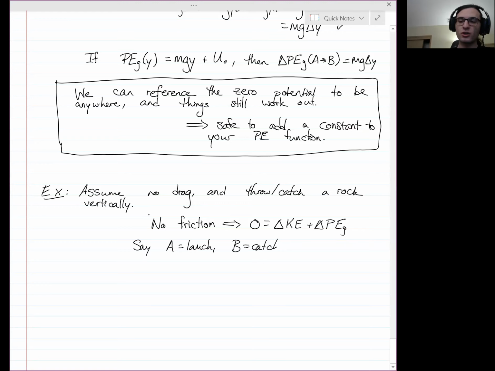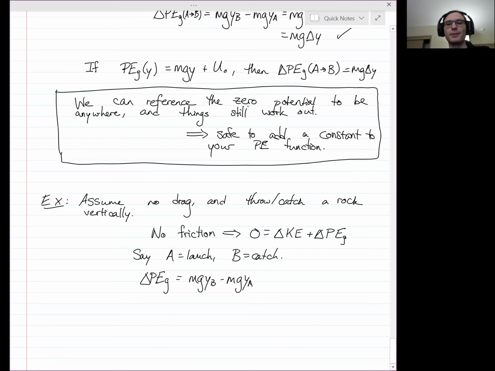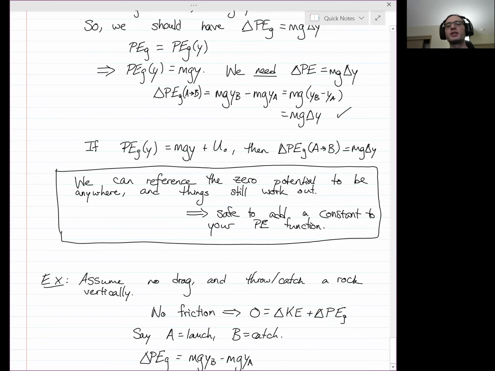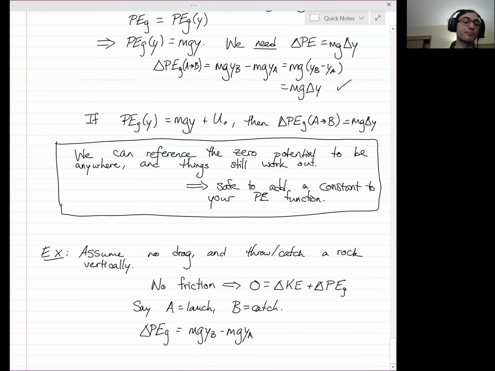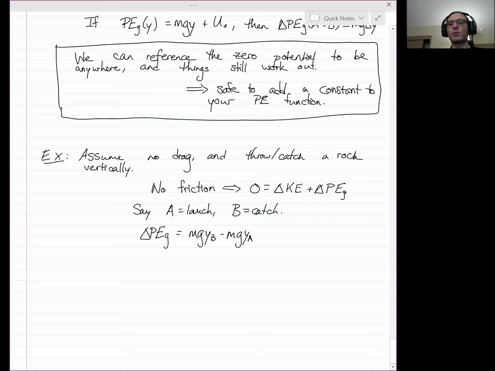So the change in the gravitational potential energy is just mgy_B minus mgy_A. By the way, for a lot of cases, it's safe to just use mgy, but sometimes it'd be more clever to use a different one, like mgy plus something else. So for a lot of cases, we're just going to use this. Now, we've assumed that we're catching the rock at the same height that it was thrown at. So this is mg times (y_B minus y_A), which is just 0 because the vertical position is the same at the initial and final position. So that tells us that the change in kinetic energy is 0.